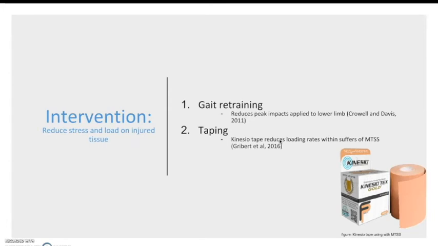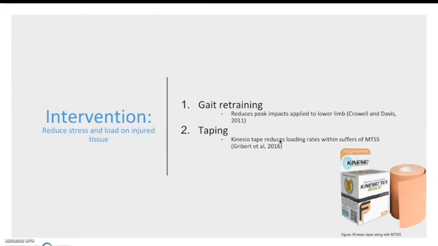In terms of taping, taping is easily manipulated and beneficial in providing a degree of support, correction, and stabilization of muscles and joints. Taping can be used to apply forces and pressures that can reduce the development of further or potential pain and injuries. A study conducted by Gilbert and others achieved results that confirm that the use of kinesiotape reduces loading rates within sufferers of medial tibial stress syndrome.